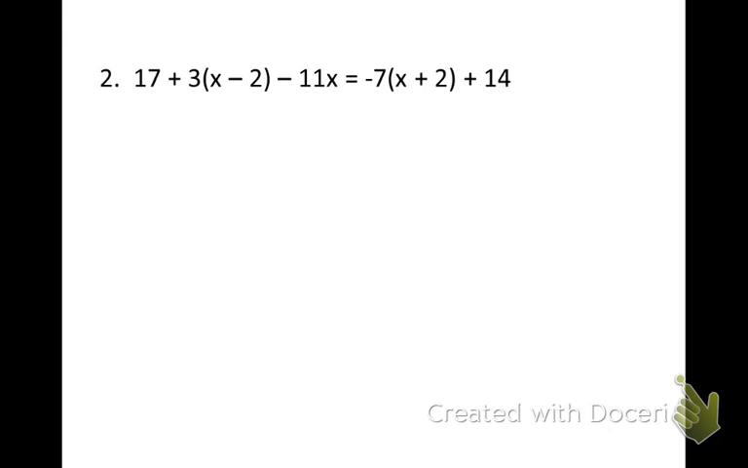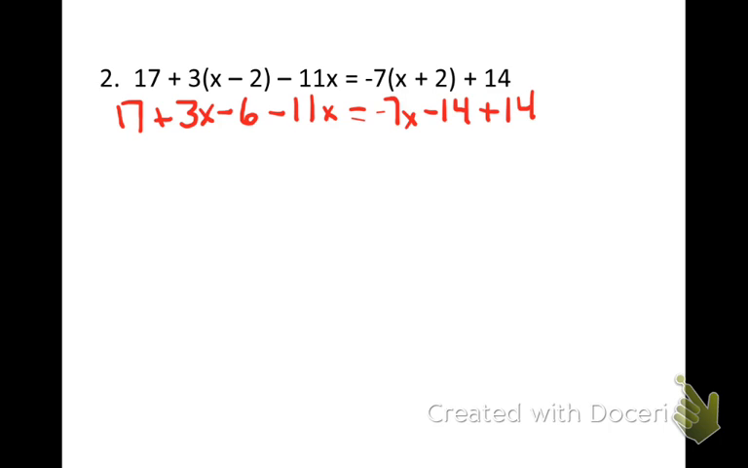On this problem, the first thing we really need to do is distribute. So, kind of a long-looking problem, but we'll just start here one step at a time. Distributing a 3, I get 3x minus 3 times 2 would be 6. So I have my minus 11x. On the other side, I'm distributing a negative 7, so negative 7 times x would be negative 7x. Negative 7 times positive 2 would be minus 14, and then plus 14.